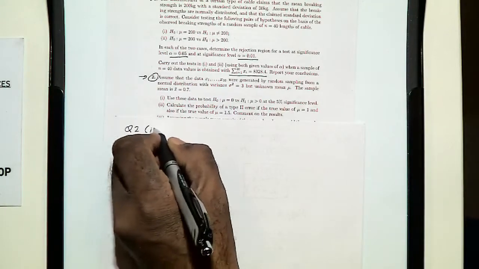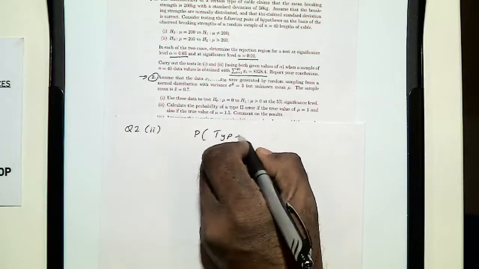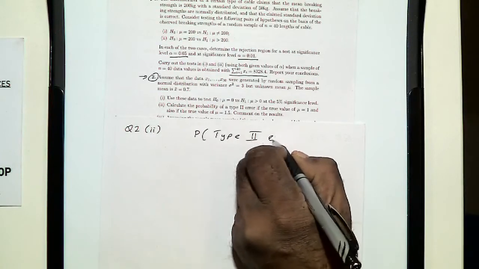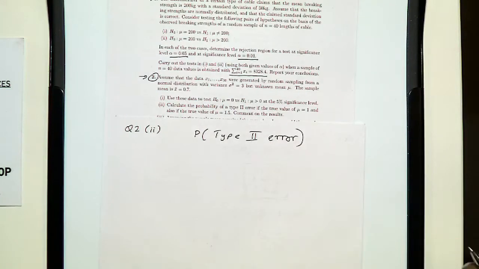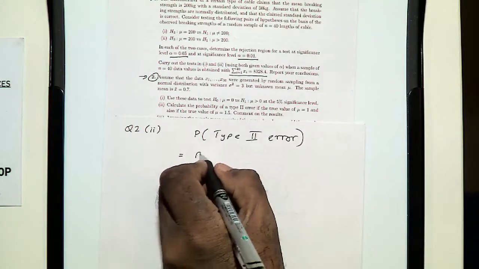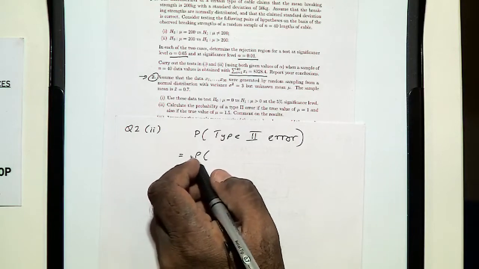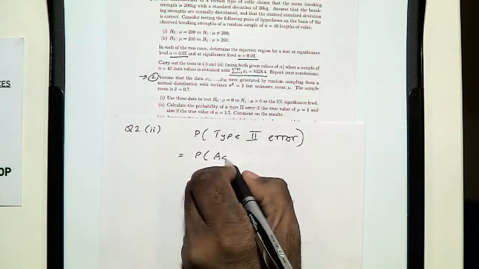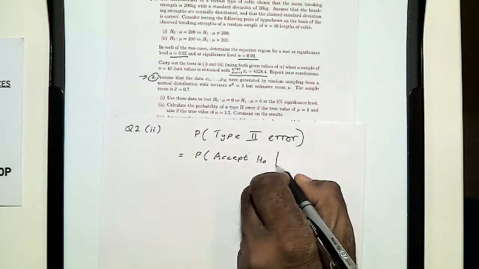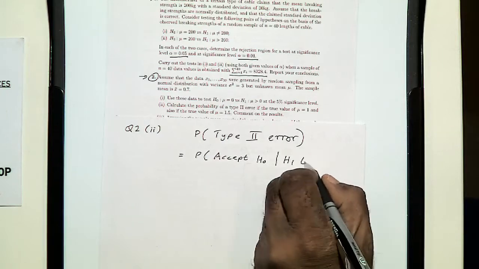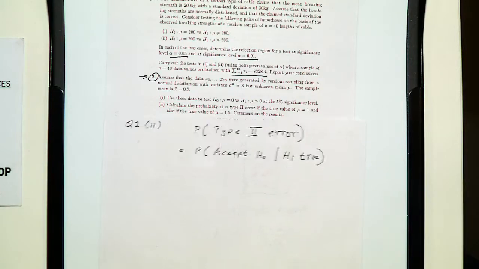So we want to find the probability of type 2 error, which is defined. You should remember from Friday last week. Type 2 error is the probability of accepting the null hypothesis when H1 is true.